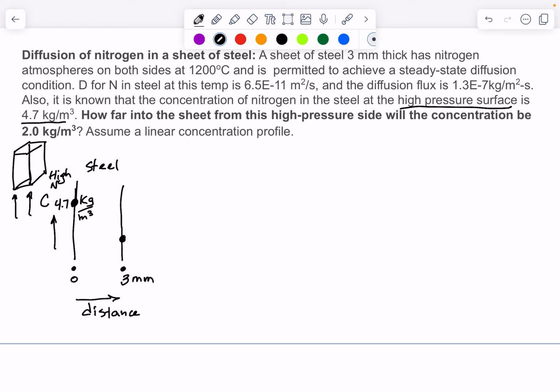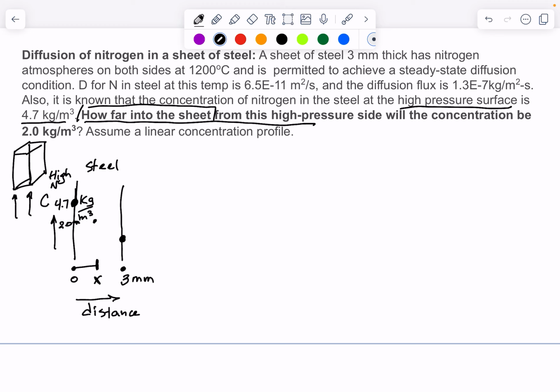And the question is then asking us, how far into the sheet? In other words, at what distance in the sheet from the high pressure side? So if I pick a point and I call it X, at what point X in the sheet will the concentration be this lower value of 2? So let's make that be 2.0 kilograms per meter cubed.